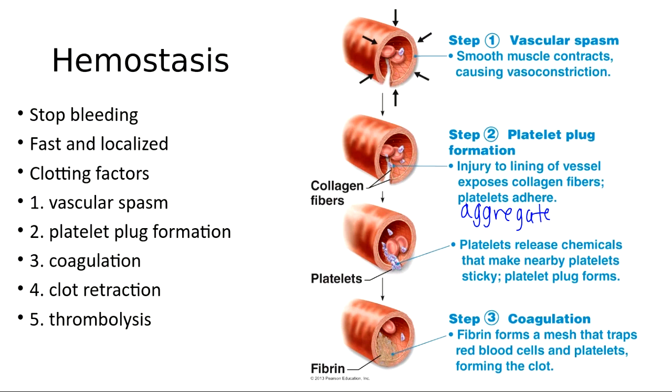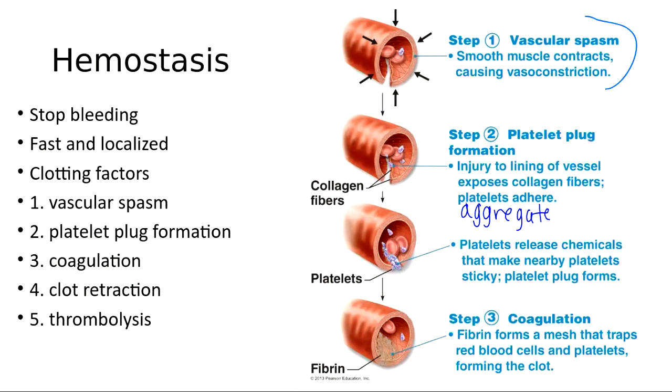Step 1, vascular spasm. You haven't learned this with me yet, but in the wall of blood vessels there's smooth muscle, and that smooth muscle will contract during this spasm, and that causes the blood vessel to narrow. It becomes constricted. The purpose of that is to stop the blood flow to that area, not completely, but to narrow it down, so that we're not losing so much blood. Okay, so that's step 1.